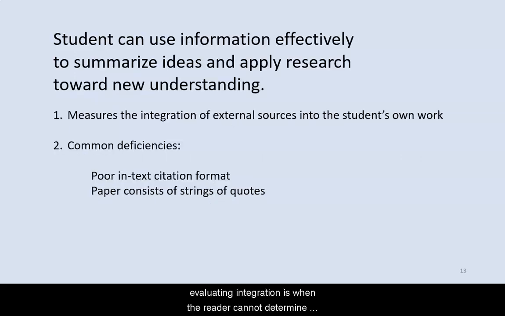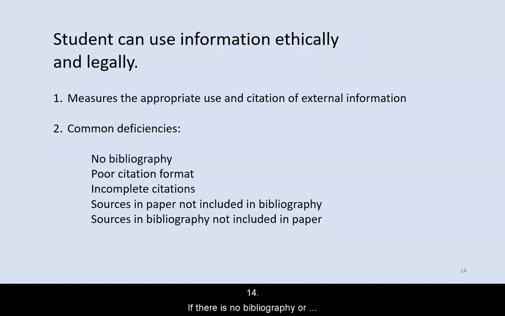The greatest obstacle to evaluating integration is when the reader cannot determine where the student's writing ends and the external information begins. This is most often due to an absent or incomplete citation procedure, which may rise to the level of plagiarism. At other times, the citation procedure is adequate but reveals that there is scant student contribution beyond transitions between quoted content. If there is no bibliography or works cited documentation, of course, neither focus in MOA2 can be evaluated. In addition to problems with the citation format, another common issue is when the sources in the body of the work do not align with those in the bibliography.